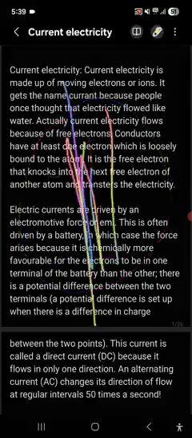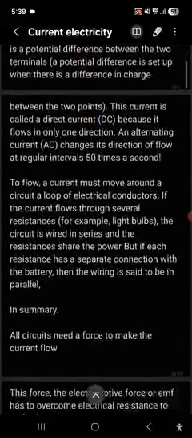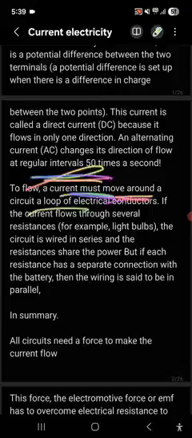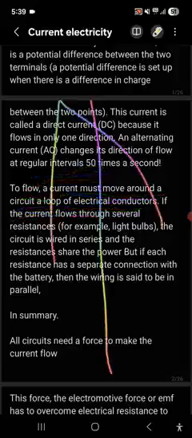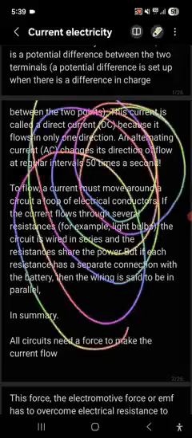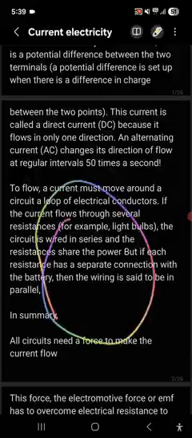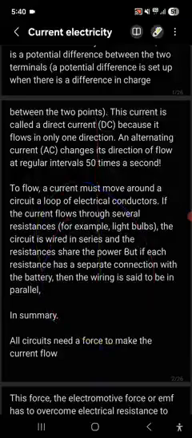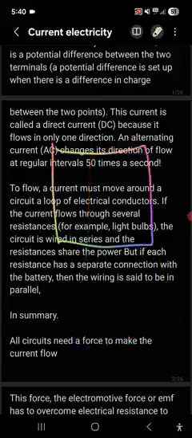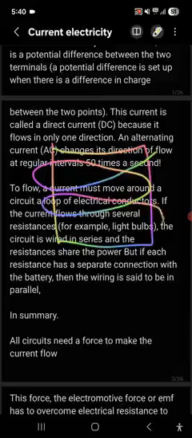Alternating currents do that. To flow, a current must move around a circuit, a loop. The circuit must loop around the electrical conductor. Let's assume this is a copper wire, a copper block, and it loops around, like circuits.